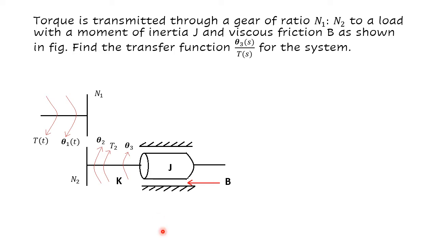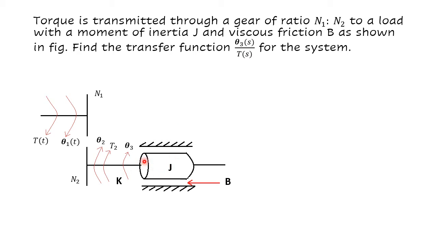So the system is given. It has a gear. One gear with the number of teeth N1 is driving the other gear with the number of teeth N2. The applied torque is T, which causes a displacement theta 1 of t and theta 3 of t to the load. So we need to obtain the transfer function theta 3 of S by T of S, where theta 3 of S is the displacement of the load, and T of S is the applied torque.